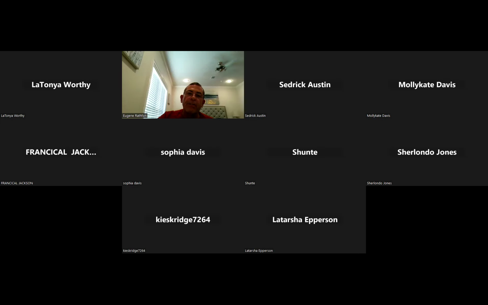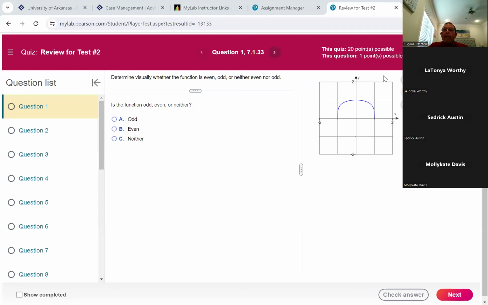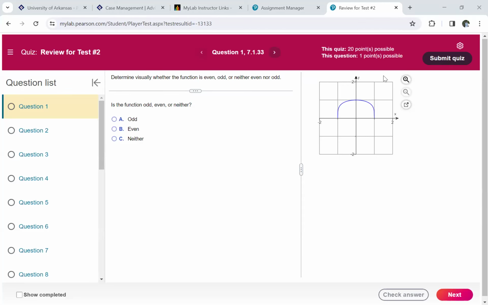And the first part of this is doing a lot of graphing, so I'm actually going to pull up the Math Lab so we can do these few with the graphs on them, okay?